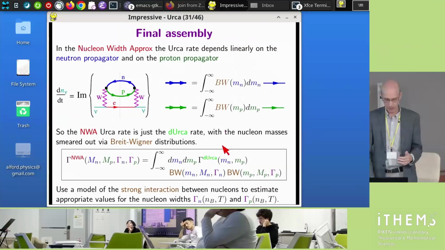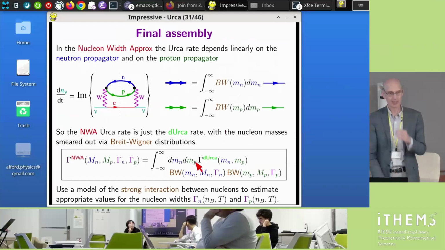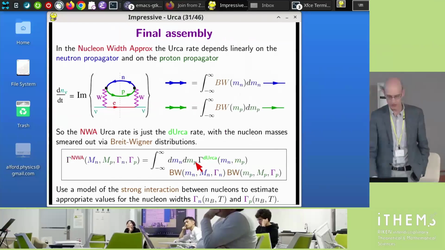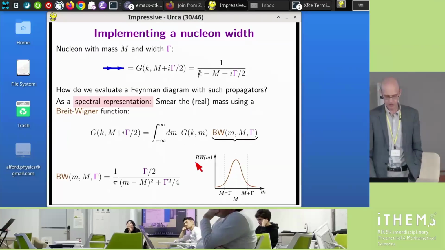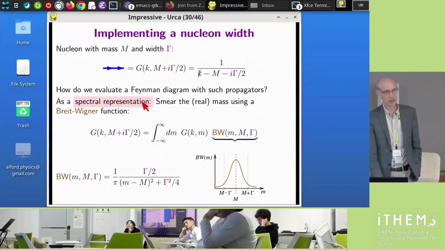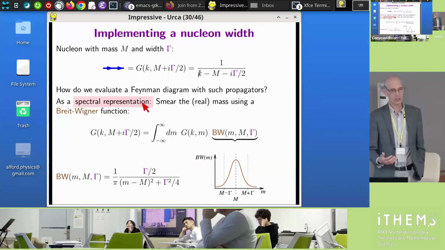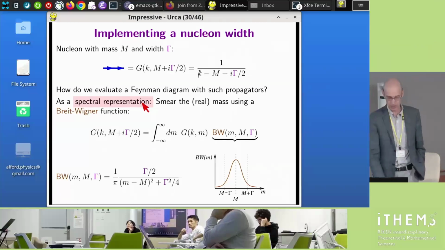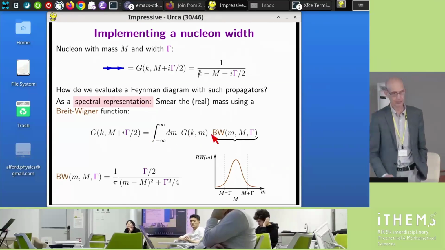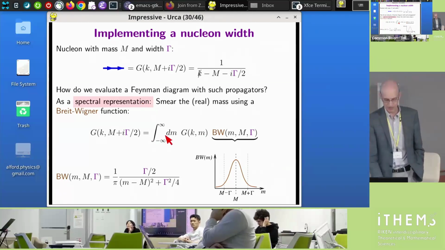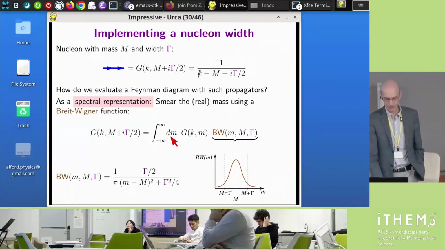Sorry to interrupt. The propagator in the previous slide, is that like a Lehmann representation? Yeah, it's a spectral representation. You can do these in different ways, in terms of the energy or whatever. Here we're doing it in terms of the mass. So maybe the integration measure can be dm squared? Well, in this case, that's the same thing, but this is dm in this case. Okay.